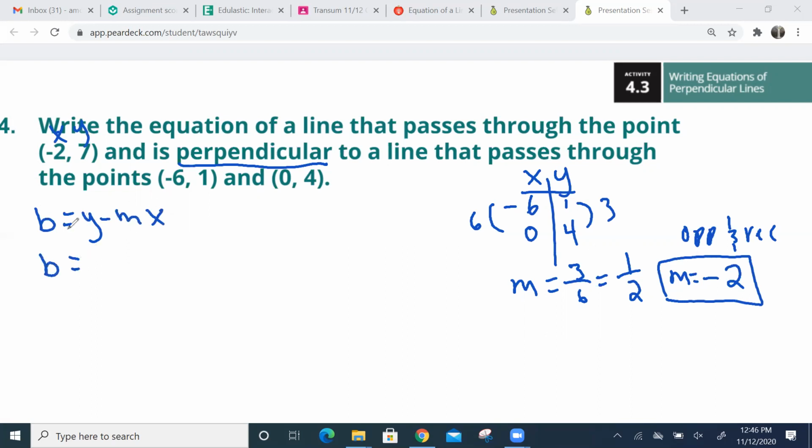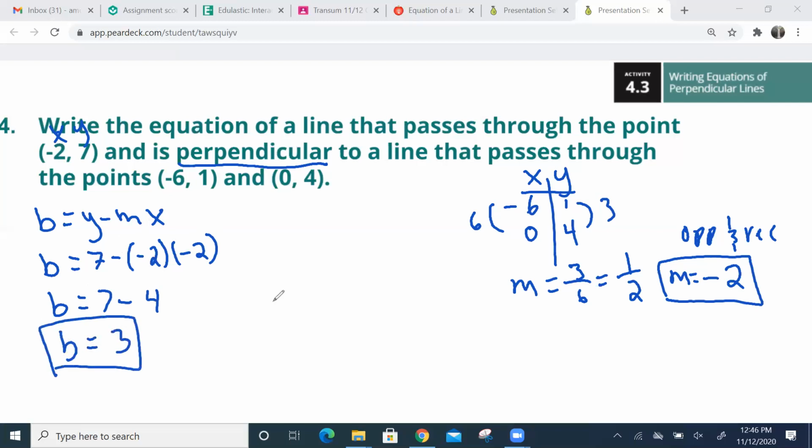So b equals y. Y is 7. M is -2. And x is also -2. Negative times a negative is a positive. And 7 minus 4, that is equal to 3. So there's our two pieces. Y equals -2x plus 3.